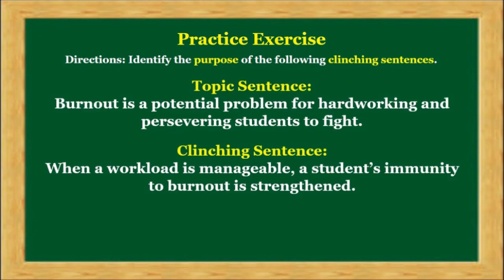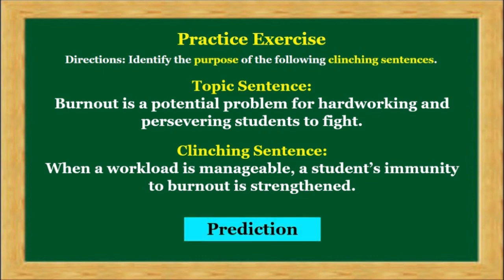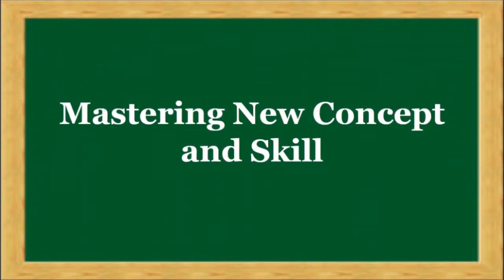Topic sentence. Burnout is a potential problem for hard-working and persevering students to fight. Clinching sentence. When a workload is manageable, a student's immunity to burnout is strengthened. What does the clinching sentence do? Correct. To make a prediction. Now, test yourself.